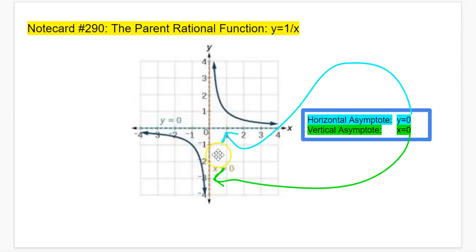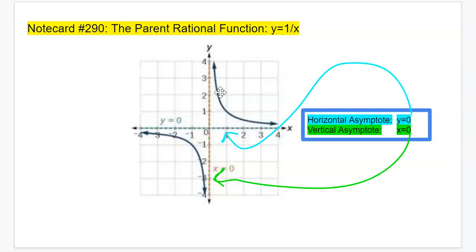And here is your parent function, your parent rational function. Y equals 1 over x. It's got this orange vertical asymptote and this green horizontal asymptote. They are at y equals 0 and x equals 0. And with asymptotes, you never touch them. So towards infinity and negative infinity, you never touch them.